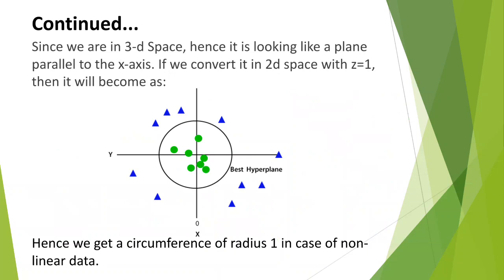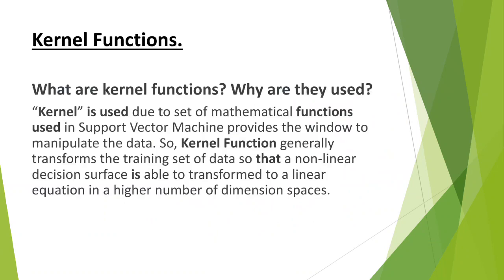Since we are in 3D space, it looks like a plane parallel to the x-axis. If we convert it to 2D space with z equals 1, then it will become as shown. Hence, we get a circumference of radius 1 in the case of nonlinear data.